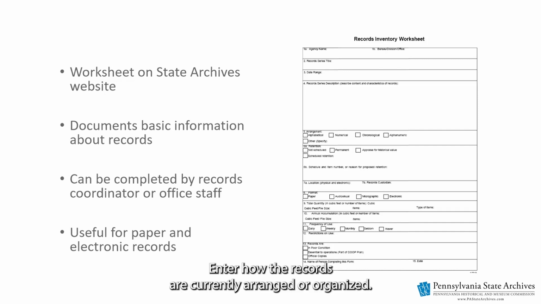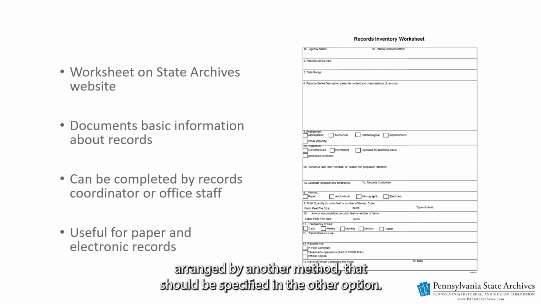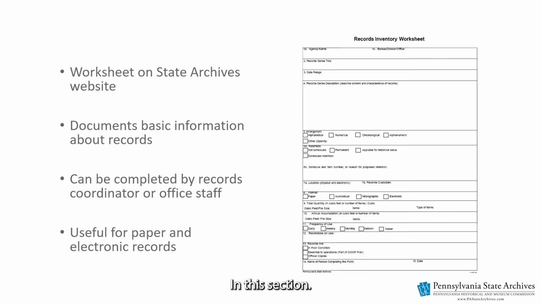Arrangement. Enter how the records are currently arranged or organized. Typical arrangements include alphabetical, numerical, chronological, or alphanumeric. If records are unarranged or arranged by another method, that should be specified in the Other option in this section.